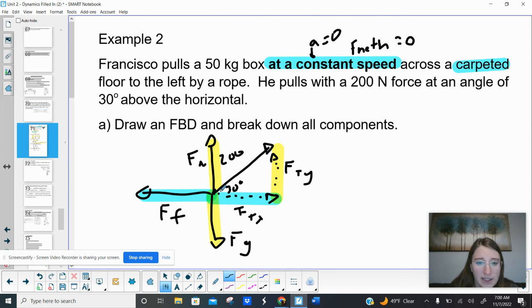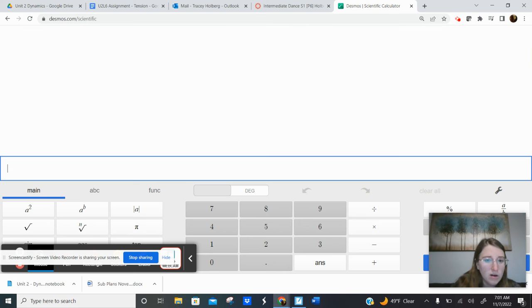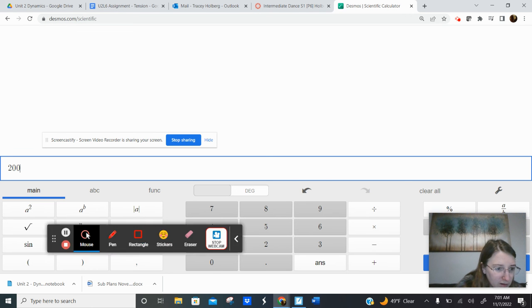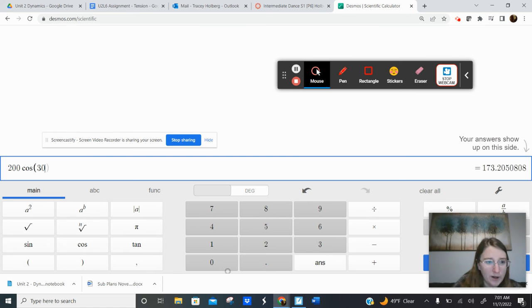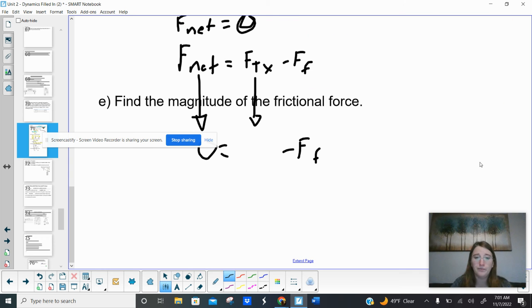Okay, well, Ftx means I needed to do some trig here. So we already found Fty, but Ftx was going to be 200 cosine. Make sure you use cosine. Cosine 30, which I think is like 173, but let me do a quick check here. Cosine 30. Yeah, 173. Okay, I've done this before. 0.21, sure. Which is 173.21.